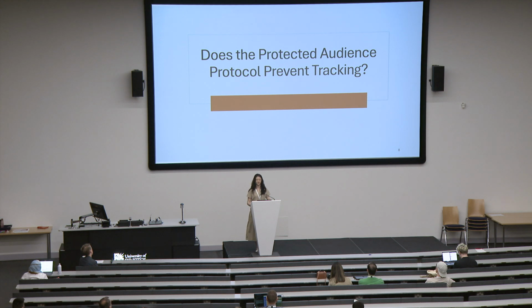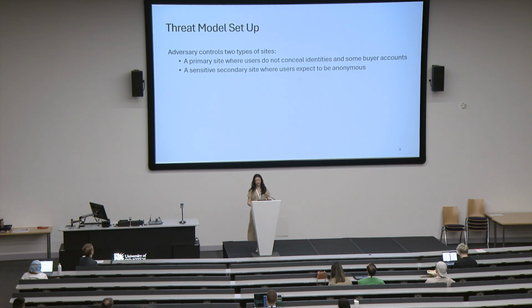Now we have a basic understanding of how this protocol works. The question we ask is, does the Protected Audience protocol actually prevent tracking? In our threat model, the adversary controls 2 types of sites: a primary site where users do not conceal identities, and a second site where users expect to be anonymous. The adversary also controls some other buyer accounts that can participate in the Protected Audience auction. We assume some users visit the primary site, such as a shopping site where they leave information like names, addresses, etc.